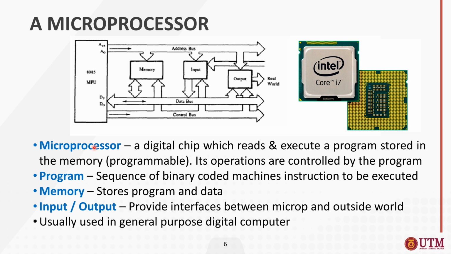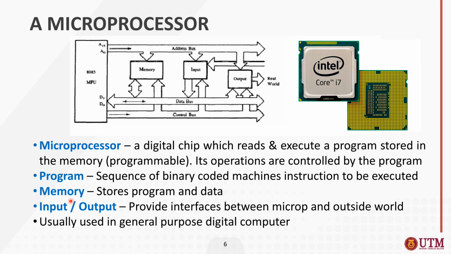For example, you write HELLO, hello, and you see it on the interface in front of you on your monitor. But what the microprocessor receives is just a sequence of binary coded machine instructions, a sequence of binary. They cannot read what you type, so it needs to be converted into binary language. Alright, so that is a program.